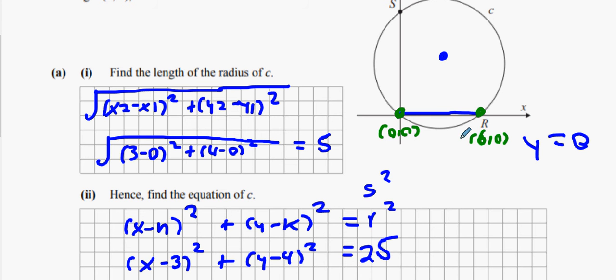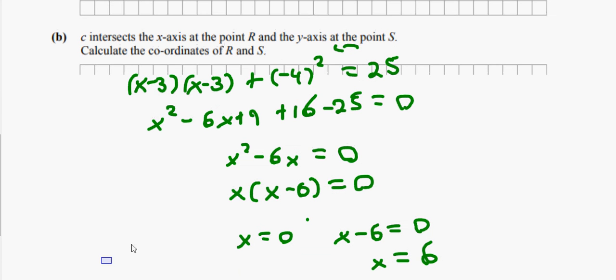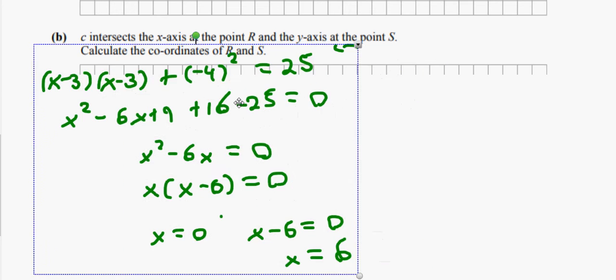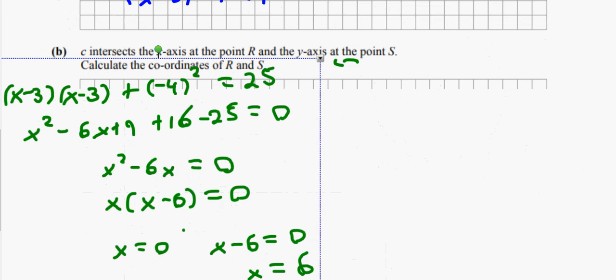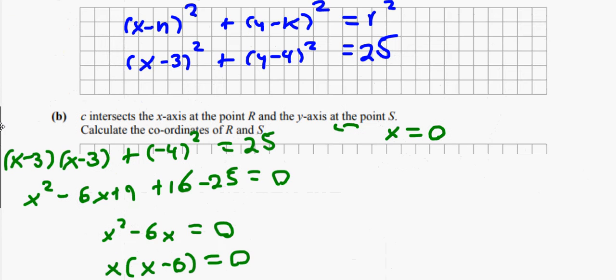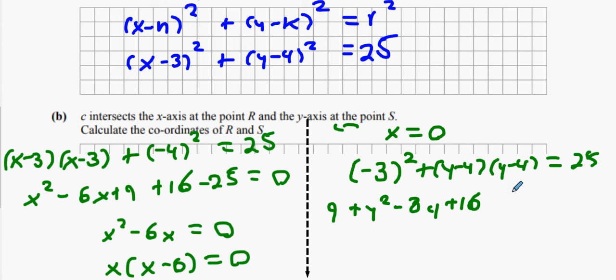Is that alright? Now, you do the same thing, except this time you're not putting y equal to 0. What are you putting equal to 0 this time? You're putting x equal to 0 because it's along the y-axis. When you put in x equals 0, what happens? You get minus 3 squared, and then you get y minus 4 multiplied by y minus 4, and you get that equal to 25. You're going to get 9 plus y squared minus 8y plus 16 equals 25. And then the 25, and then you're left with this. And how do you answer that, Sam?